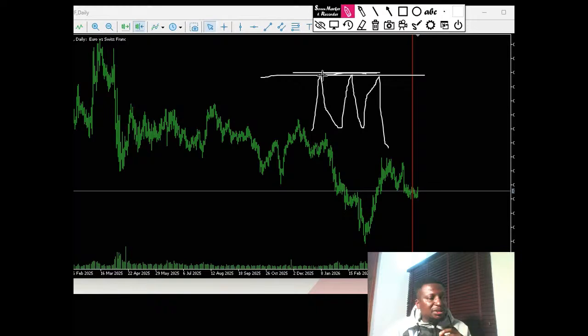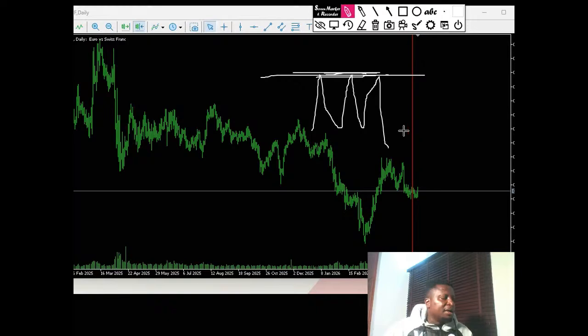That does not mean that you should ignore the other levels, because there are key levels and there are also minor levels. Key levels are those areas where price touched three times, or even twice, but more than once. You will see that price went there one, two, three. They are key levels.